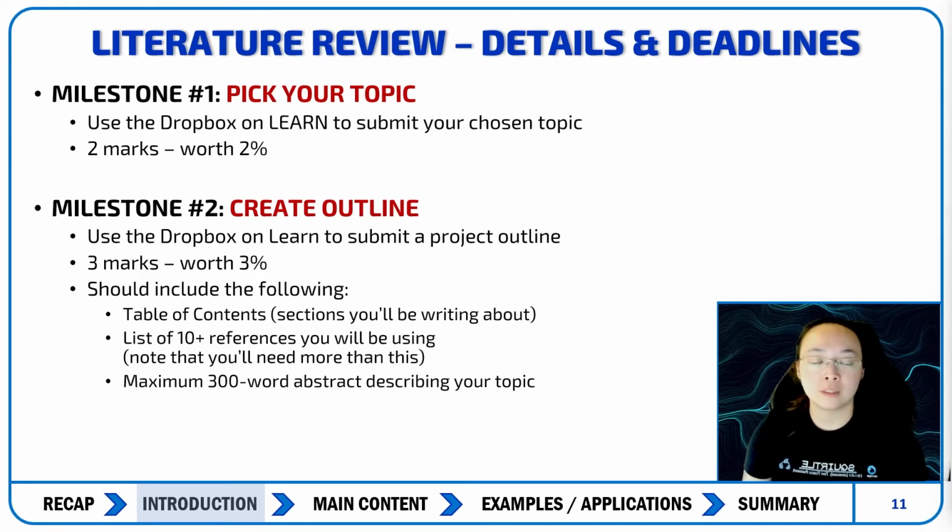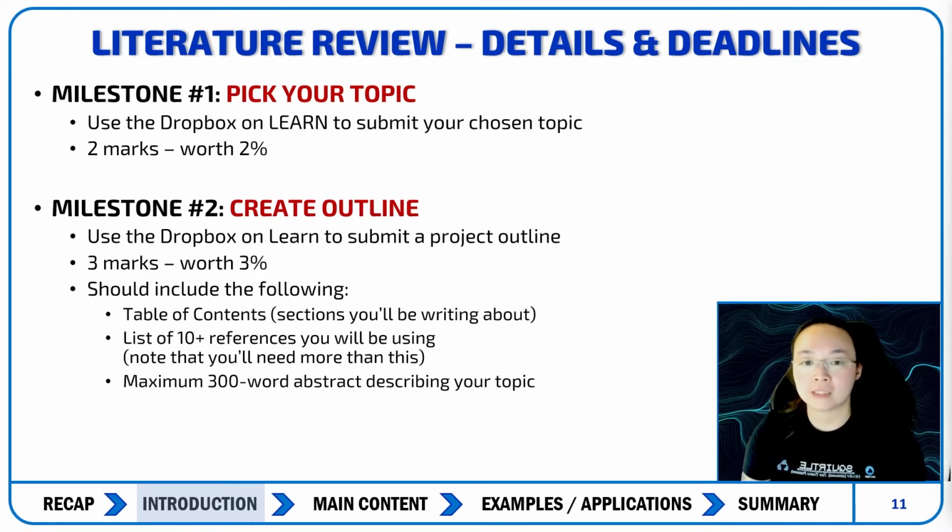Milestone number 2, you have to create an outline. So it's worth 3% or 3 marks. We're going to use Dropbox on Learn again. And it should include the following. When you've chosen your topic, you should be able to do some research, read some papers related to your topic to try and fine-tune the types of studies, papers, and conclusions that you've read throughout all of those papers.